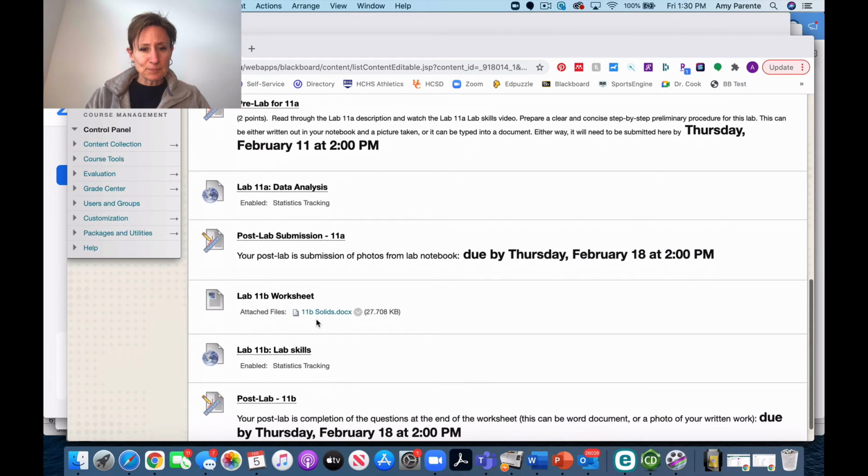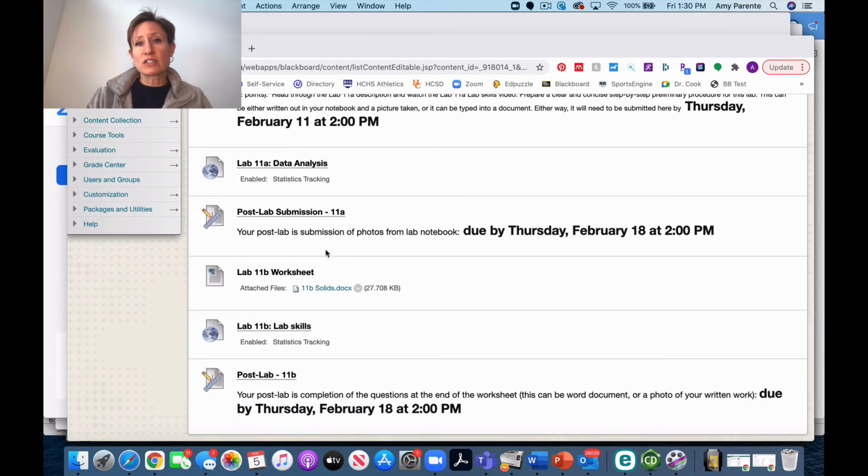That's a wet lab. And then there's another lab, which is this 11B here. Again, here's the handout for it. Here's a video that walks through Dr. Brown showing you what you would be physically doing and manipulating in lab if we were doing this in lab. It's a dry lab. It's learning about unit cells. But then here is where you will upload the completed worksheet for Lab 11B.